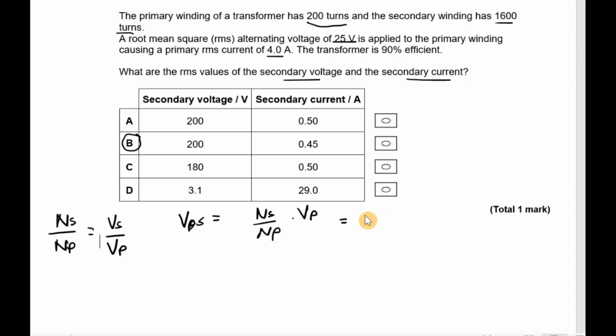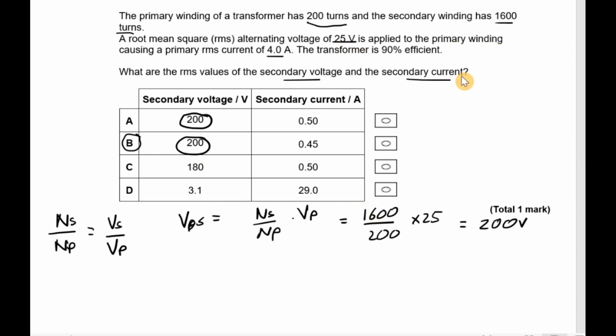Number of turns on the secondary was 1,600. Number of turns on the primary was 200. The potential difference of the primary was 25. That gives us a potential difference of 200 volts. 200 volts, either answer A or B.